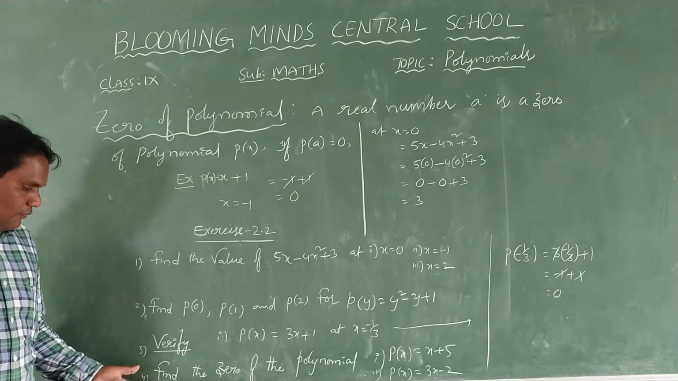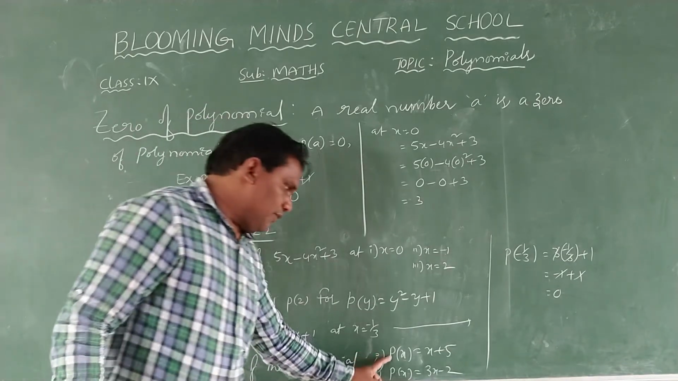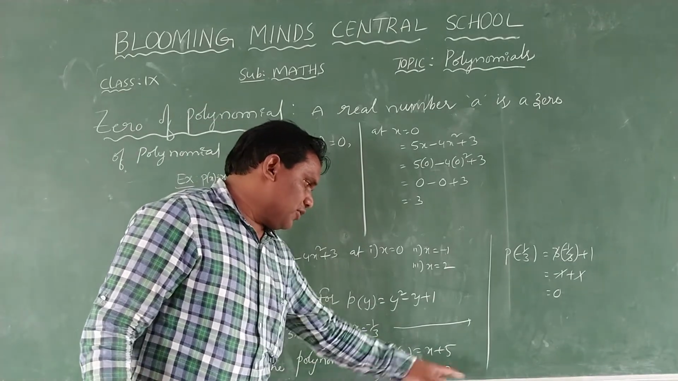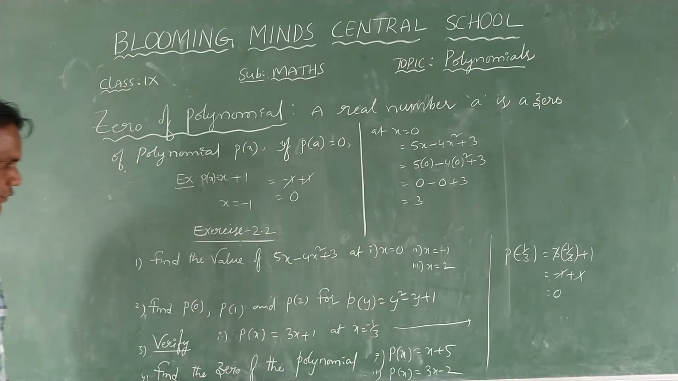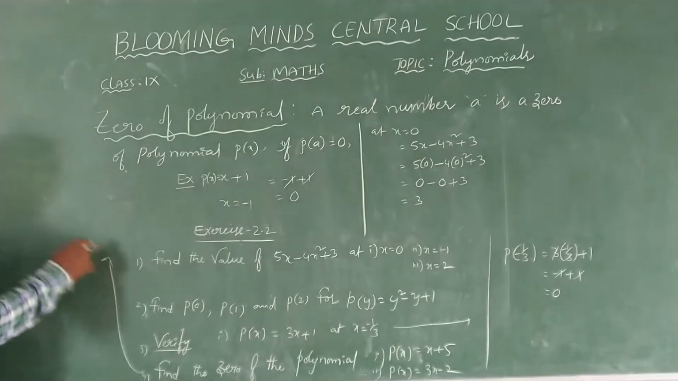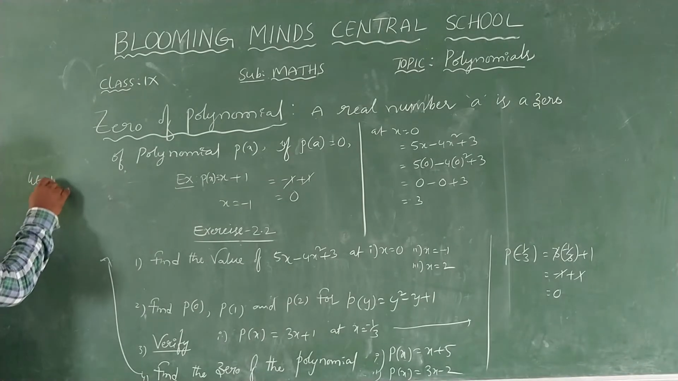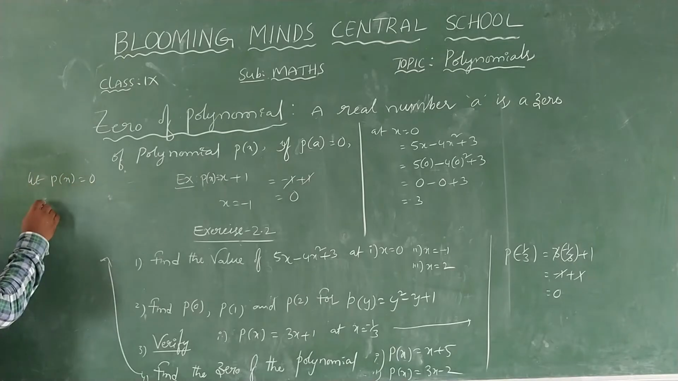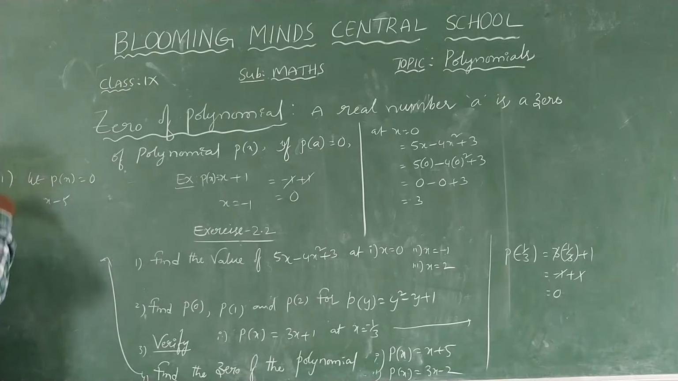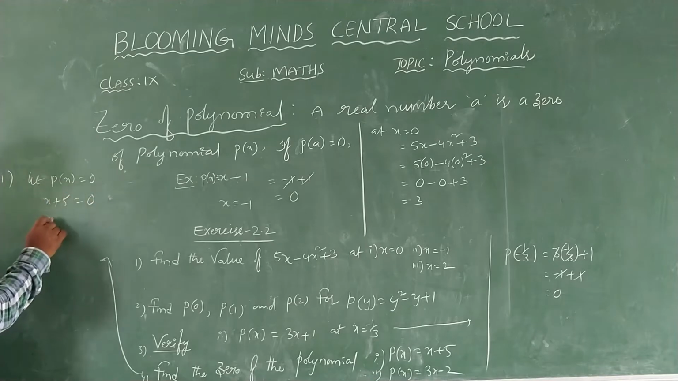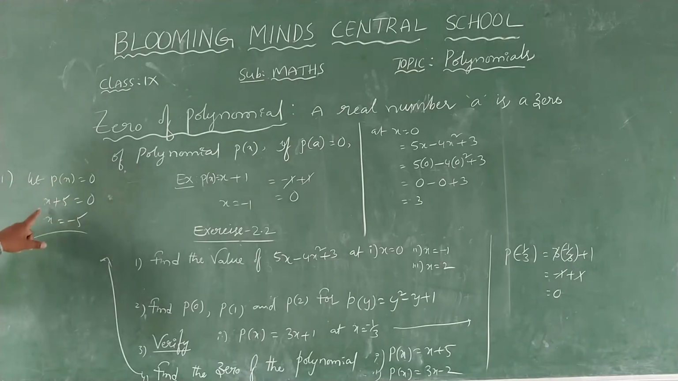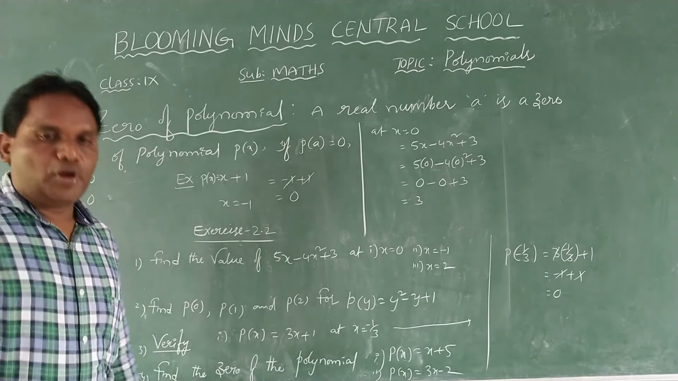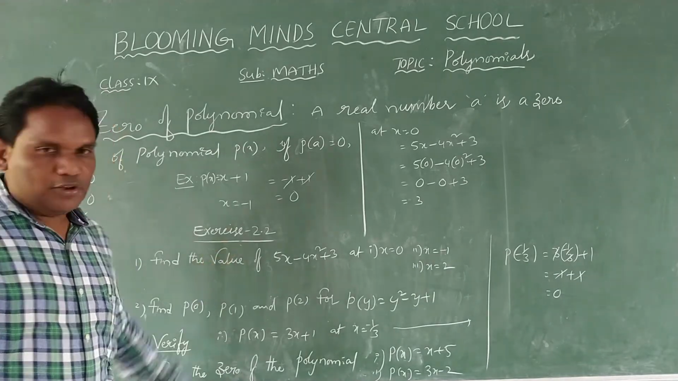The fourth one: find the zero of the polynomial. p of x is equal to x plus 5, p of x is equal to 3x minus 2. Some equations will be given. We have to find like this: let p of x is equal to 0. That means x plus 5 is equal to 0, x is equal to minus 5. That means for the polynomial p of x is equal to x plus 5, x is equal to minus 5 is a zero of the polynomial. Like this you can find all the problems.